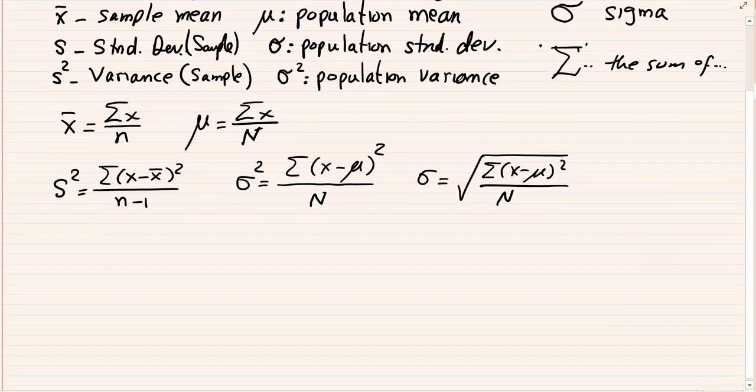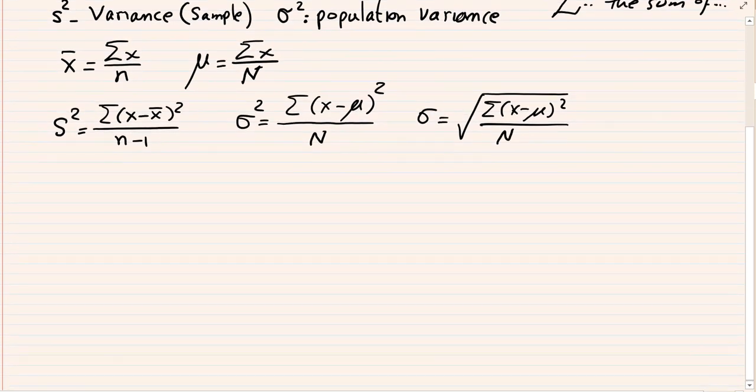Now StatCrunch will do this. I'll show you how to find the standard deviation and the variance for the population in StatCrunch in a few minutes.